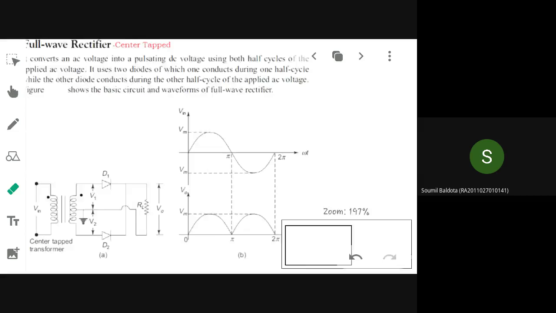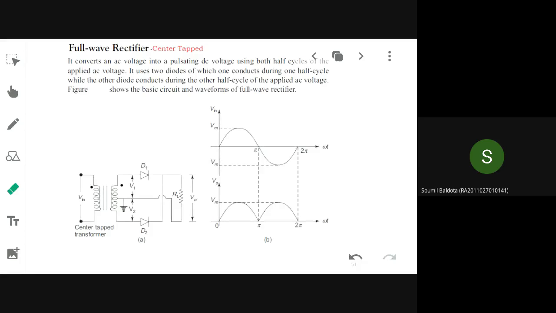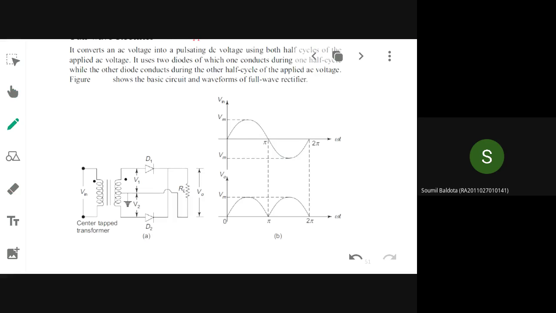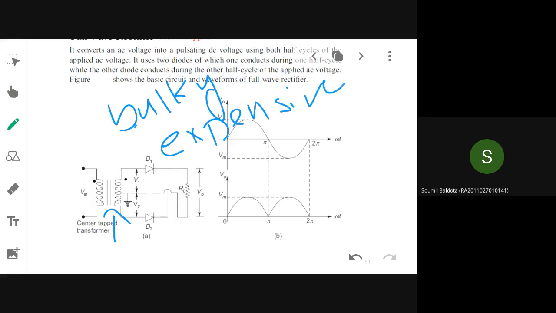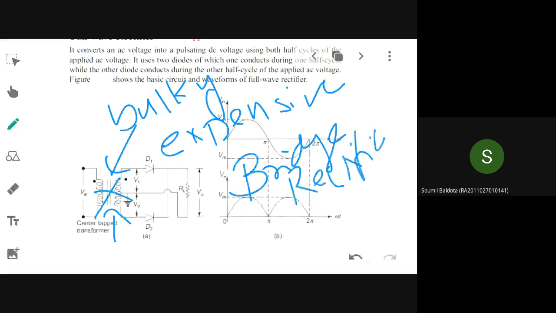That is because of the center tapped transformer. If you use a center tap transformer, there is a drawback here. The arrangement will be very bulky and expensive. So if you want to eliminate this center tapping and replace the center tap transformer with a two winding transformer itself, then you can go for a bridge rectifier arrangement. The reason for going for the bridge rectifier is to avoid the use of center tapping, which is usually bulky and expensive.